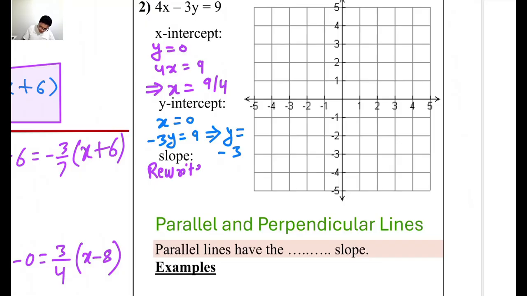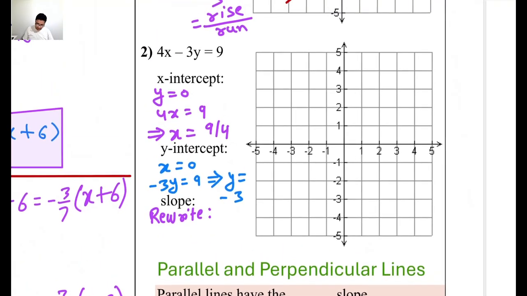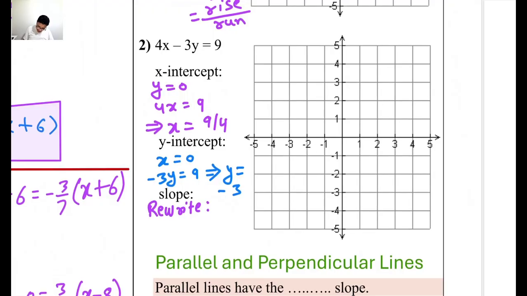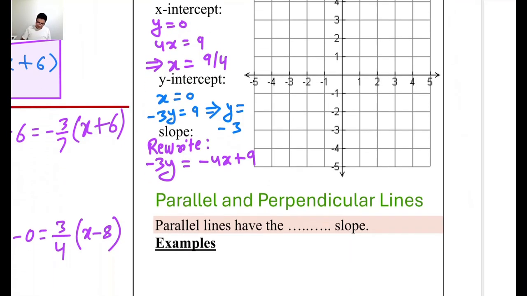I'm going to write the word "rewrite" so you will remember. Okay. How will you rewrite? You want to isolate y. -3y equals -4x plus 9. y equals mx plus b. I'm thinking of that, so I wrote in that form. Okay.